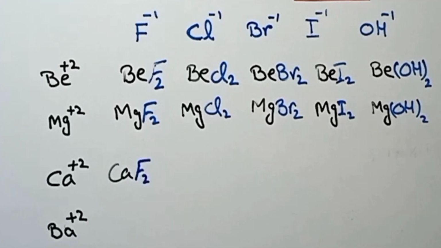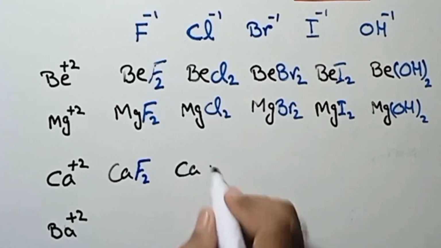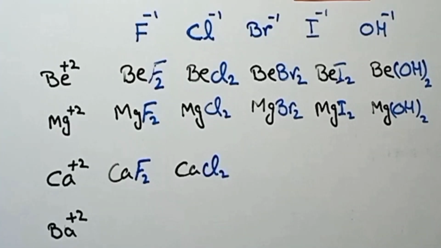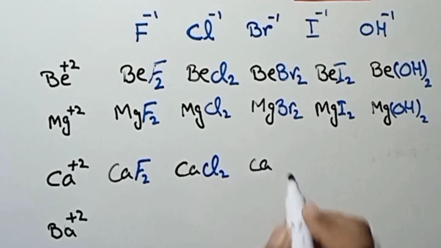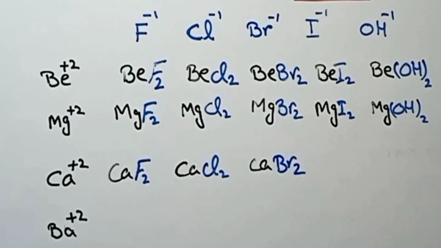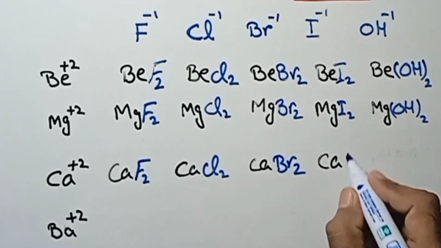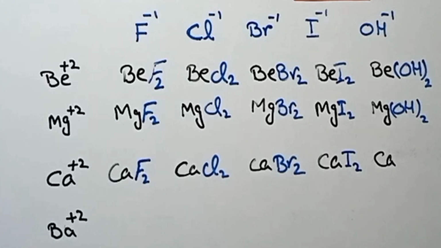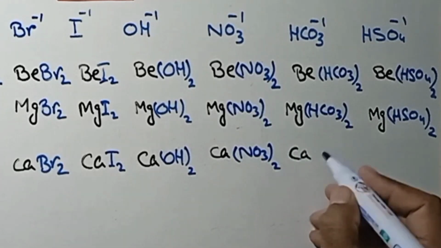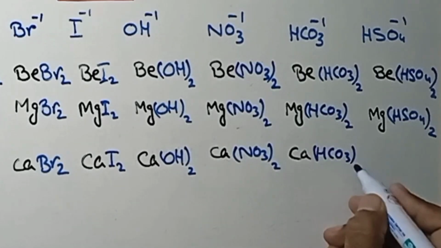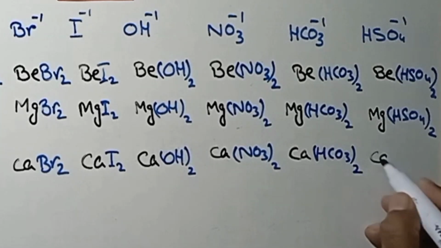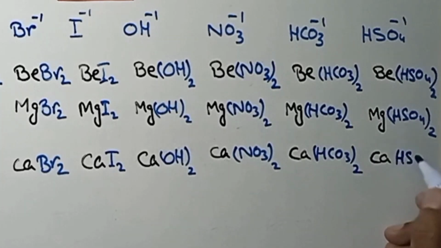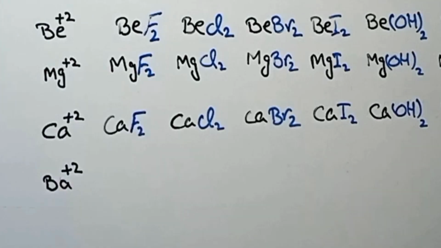Now for calcium, CaF2, calcium fluoride, CaCl2, calcium chloride, again well known, CaBr2, calcium bromide, CaI2, calcium iodide, Ca(OH)2, well known, calcium hydroxide, Ca(NO3)2, calcium nitrate, Ca(HCO3)2, a well-known compound, calcium bicarbonate, Ca(HSO4)2, calcium bisulfate.